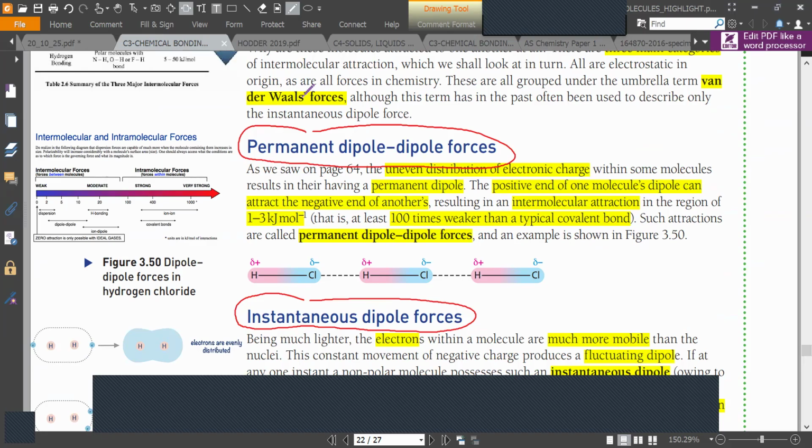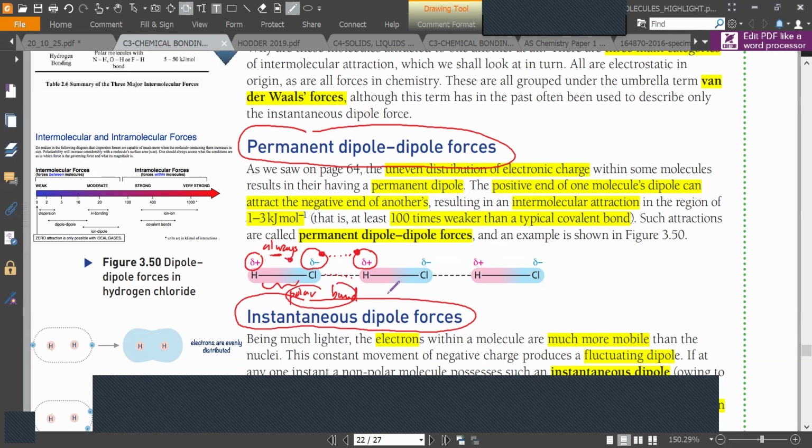Permanent dipole forces are straightforward. Example, we have HCl, because this is a polar bond. With a polar bond, we have a partial positive charge and a partial negative charge that are always there. That's why it can interact with the neighbor. The delta negative here will interact with the delta positive of the neighbor. So they have attraction because of the delta negative and delta positive charges.